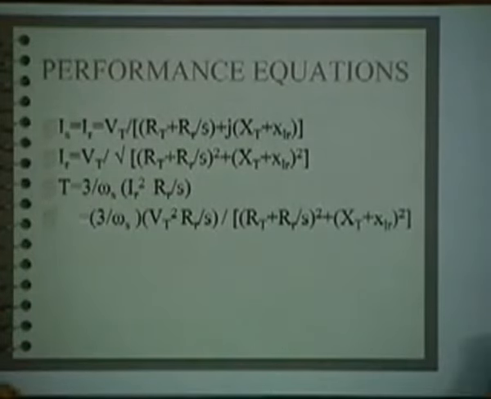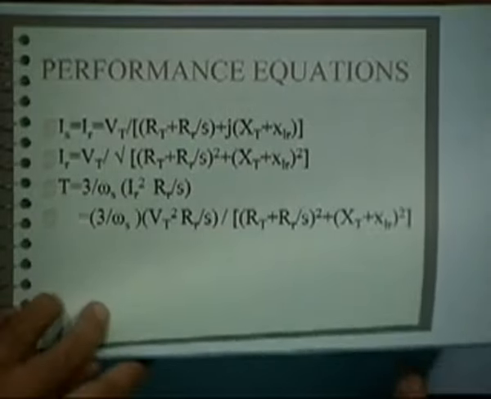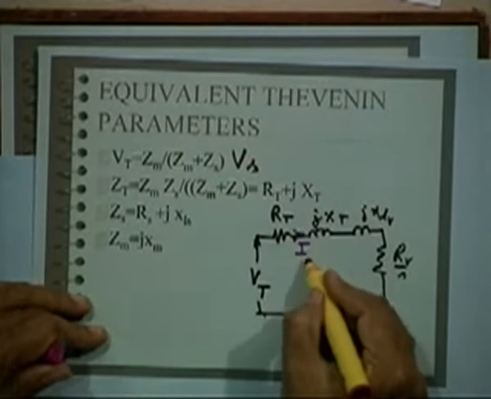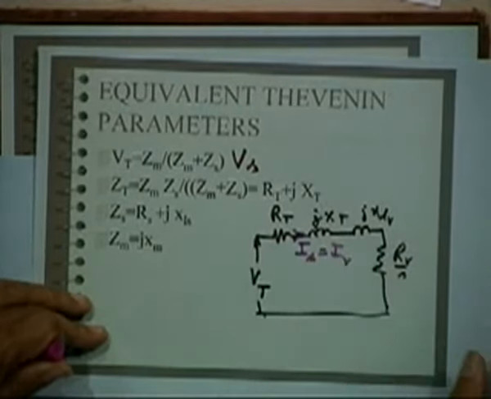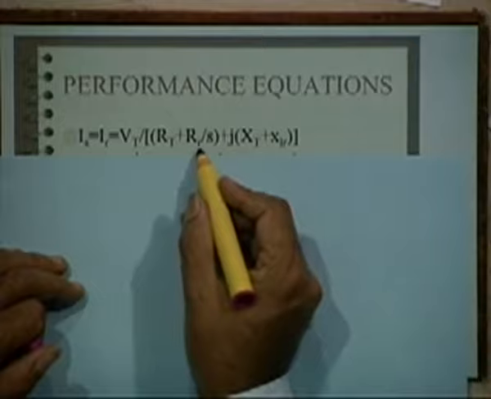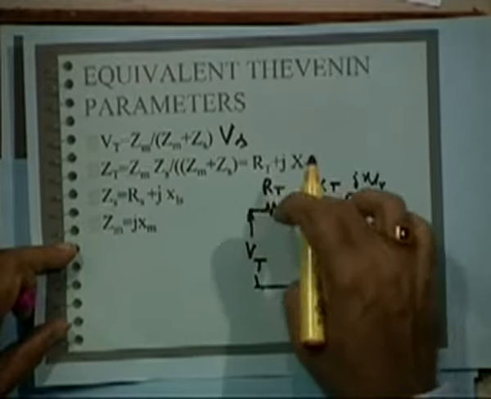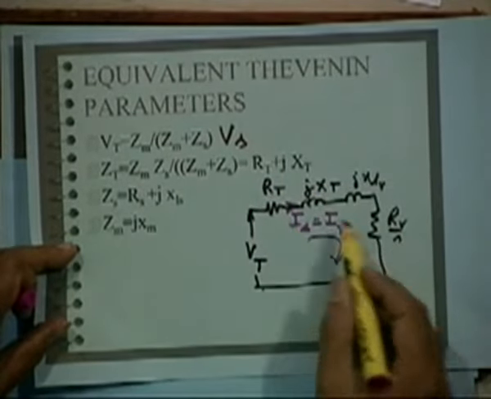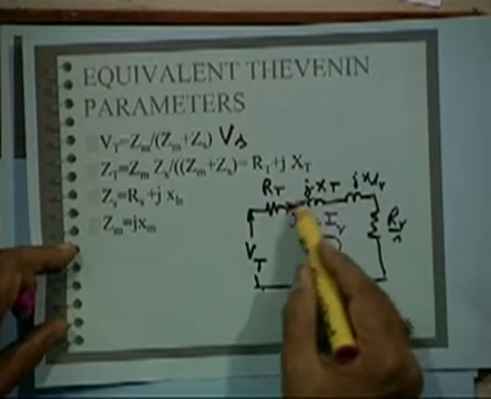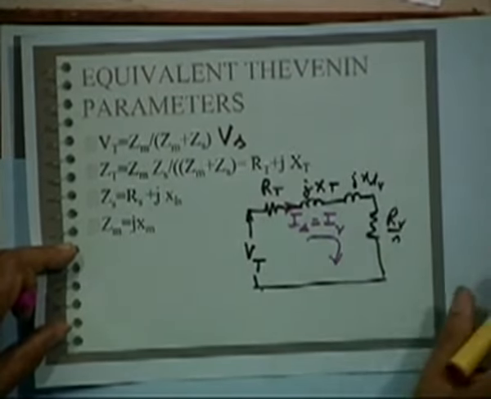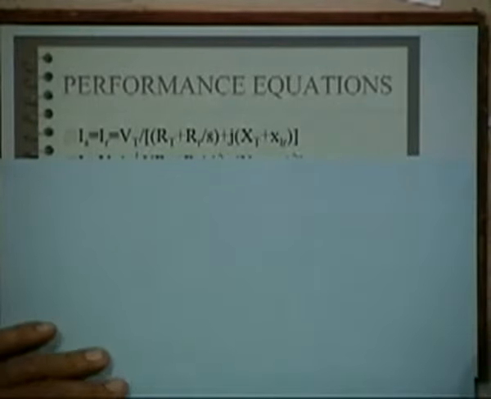Now the performance equations, if you look at it, will be like this. The IS will be same as IR. Then that is VT over RT plus RR by S plus J times XT plus XLR, because the current that is flowing here will be VT divided by this impedance, that is RT plus RR by S plus J times XT plus XLR. That will be the current that will be flowing here.